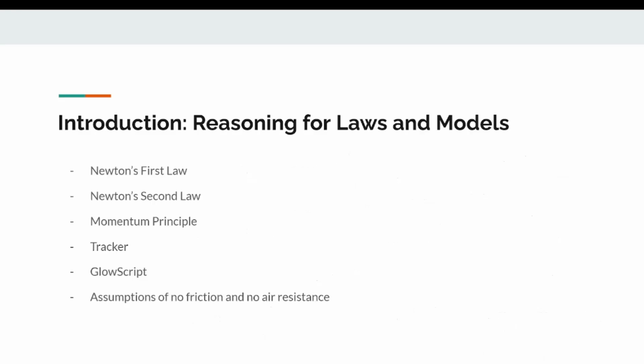So the reasoning for our laws and models. The first law and the second law we use, because the first law states that no object will stop its motion unless acted upon by an unbalanced force. The second law connects momentum to force and shows that force is equal to the change of momentum over the change of time, and it's equal to mass times acceleration. The momentum principle states that there's momentum in everything.